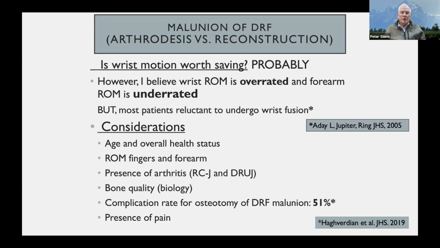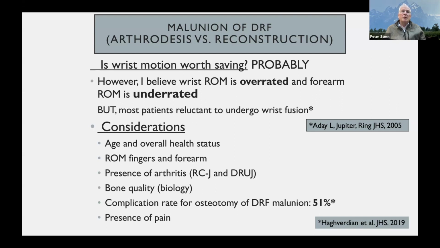Doing a distal radius osteotomy is a pretty big deal. A wrist fusion is very easy to do. So perhaps in the senior population or someone who is not particularly healthy, arthrodesis may be your choice. I already mentioned the importance of range of motion of forearm and fingers. You want to get the soft tissues as soft and pliable as possible before you embark on a reconstructive procedure.